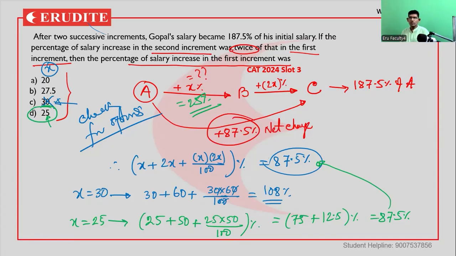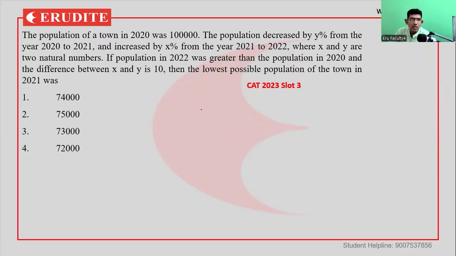So this way, with the help of this technique, I can make this question very faster and efficient. ठीक है. Now let's take another example of CAT 23. Here in this question, it says the population of a town in 2020 was 100,000. The population decreased by Y% from the year 2020 to 2021 and increased by X% from year 21 to 22, where X and Y are two natural numbers.